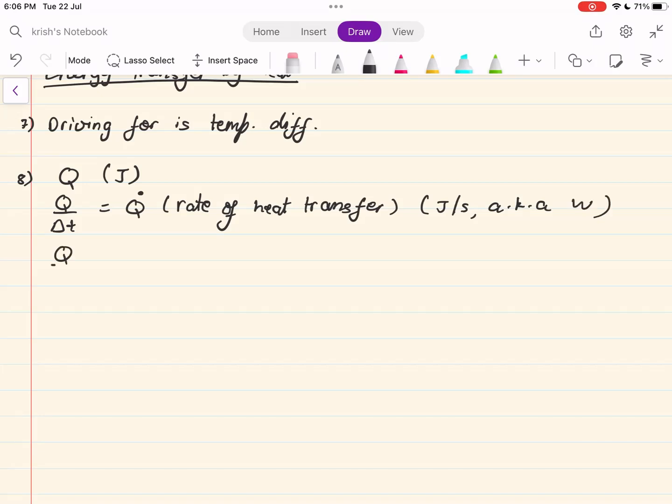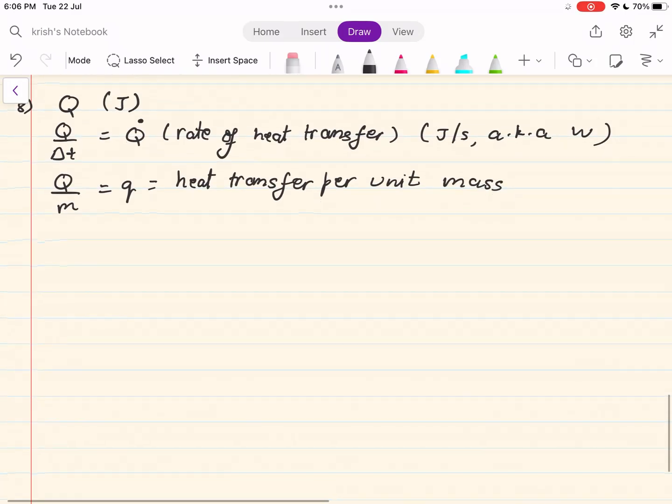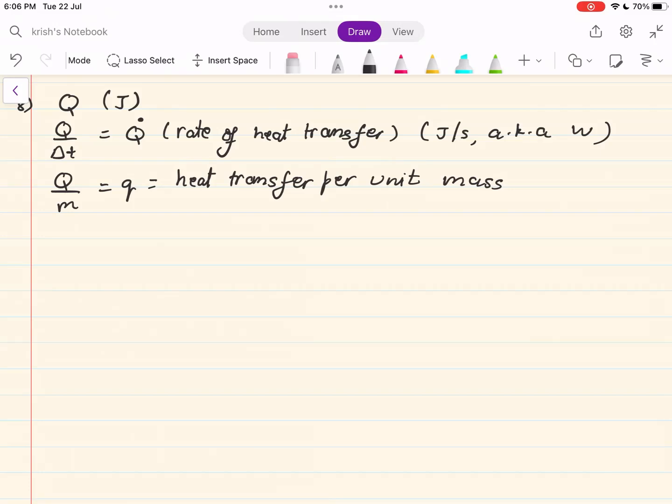And capital Q by m is written as small q, which is heat transfer per unit mass, which is most often what I will also be doing. So I have a tendency of solving questions using per unit mass quantities, right? And in the end, I will multiply by the mass. That is the approach I usually take to solve questions. However, it is totally up to you if you want to deal in full quantities. That is, you can multiply the mass as you go along.